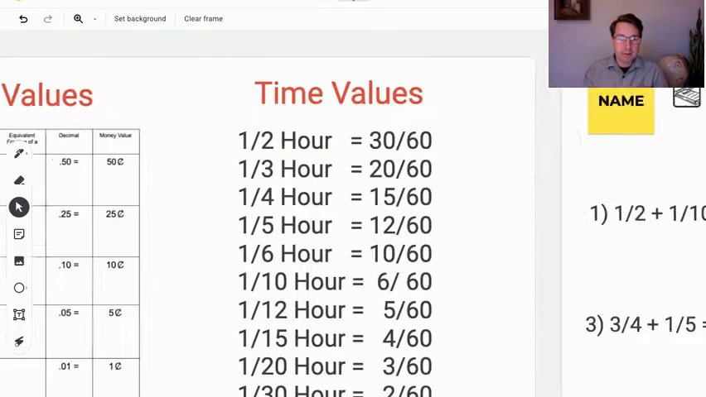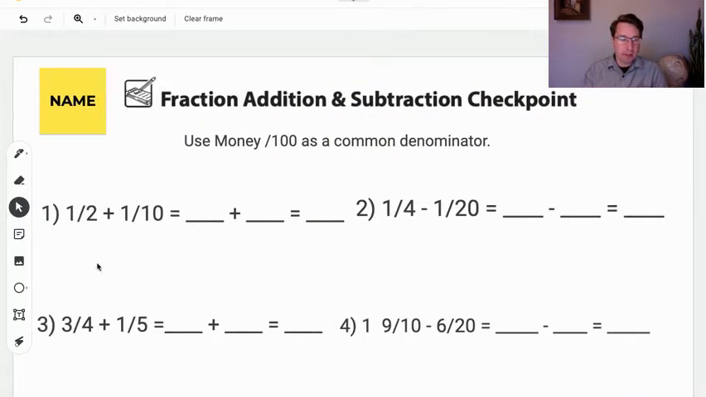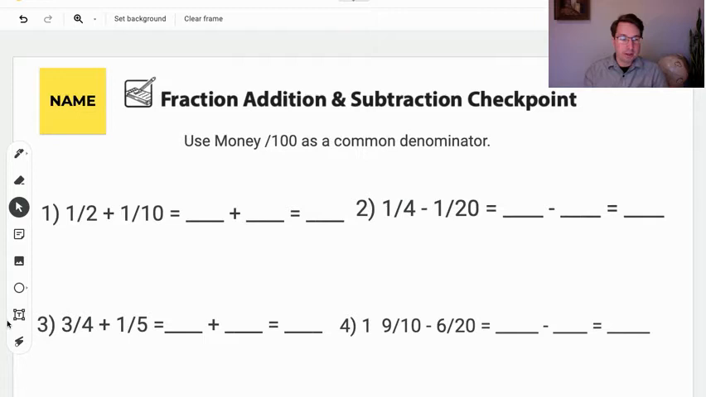If we take a look here, frame 1 actually shows us our two reference tables, one for coin, one for time. You're allowed to go back here to see how these play out when we're doing our common denominators. I'm going to go ahead and get started without it though. So use money, hundredths, as a common denominator for the first frame. Use time, 60ths, as a common denominator for the second frame. Let's go ahead and get started.